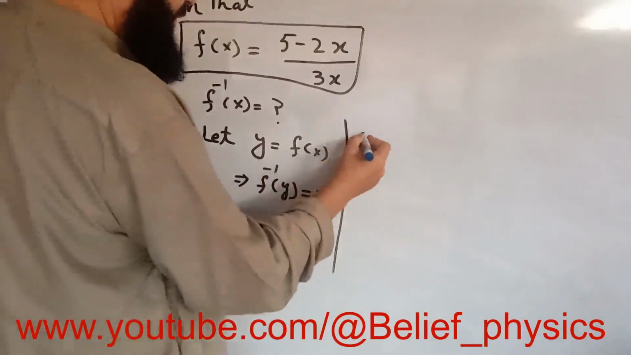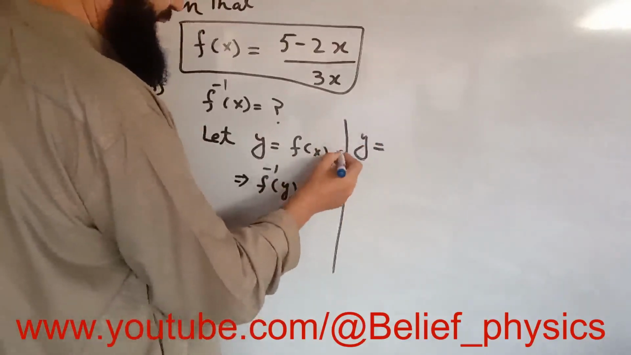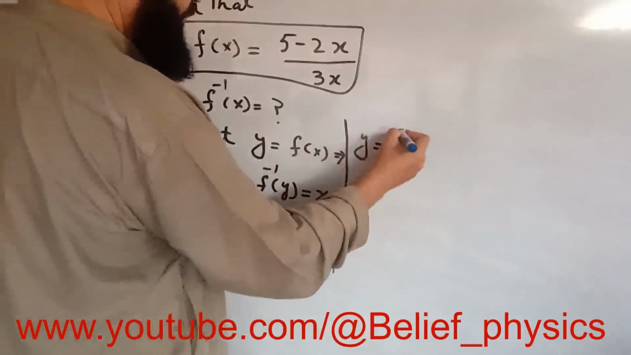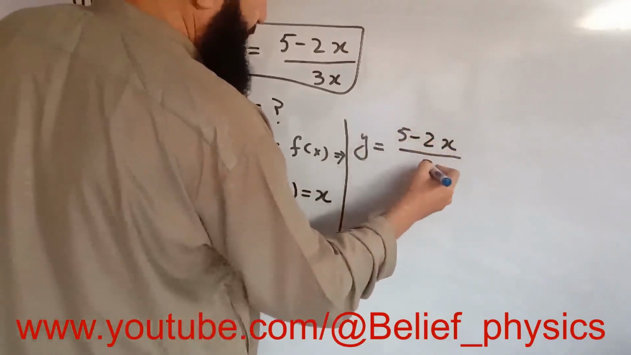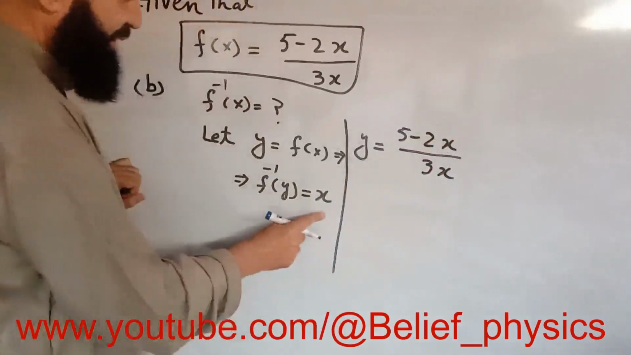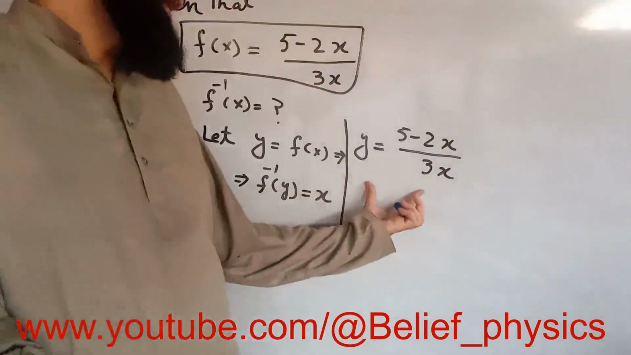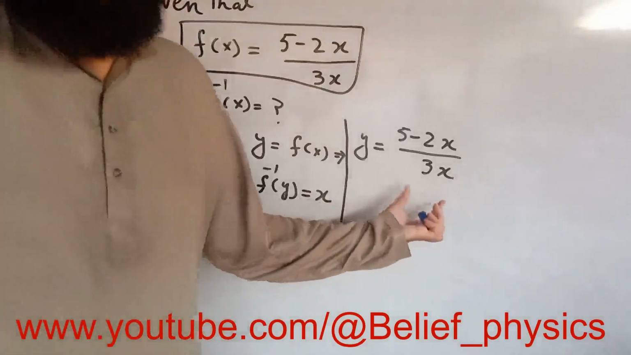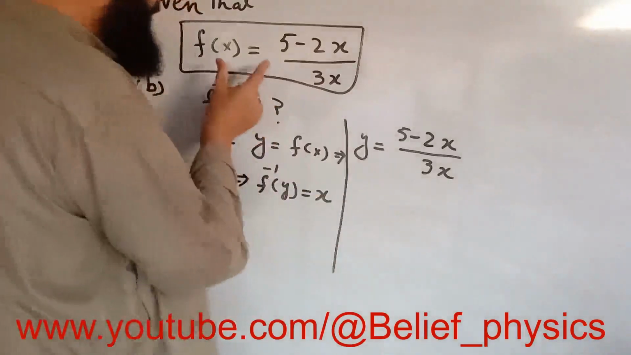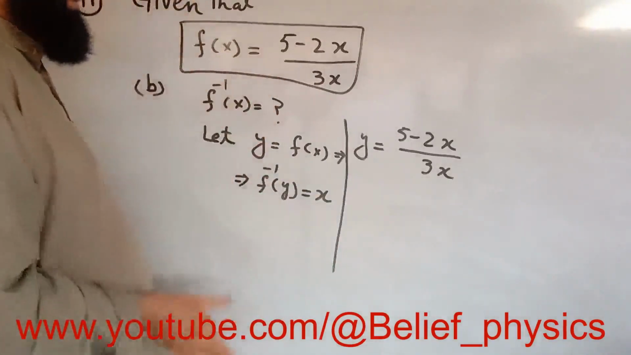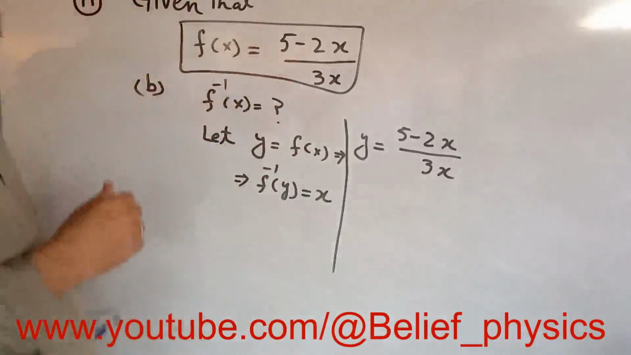So we have y is equal to f of x, which implies y is equal to 5 minus 2x over 3x. We have to find x because x will become f inverse of y. So we have to make x the subject of formula. This expression that we have, we called it y, and then we will make x the subject of formula.